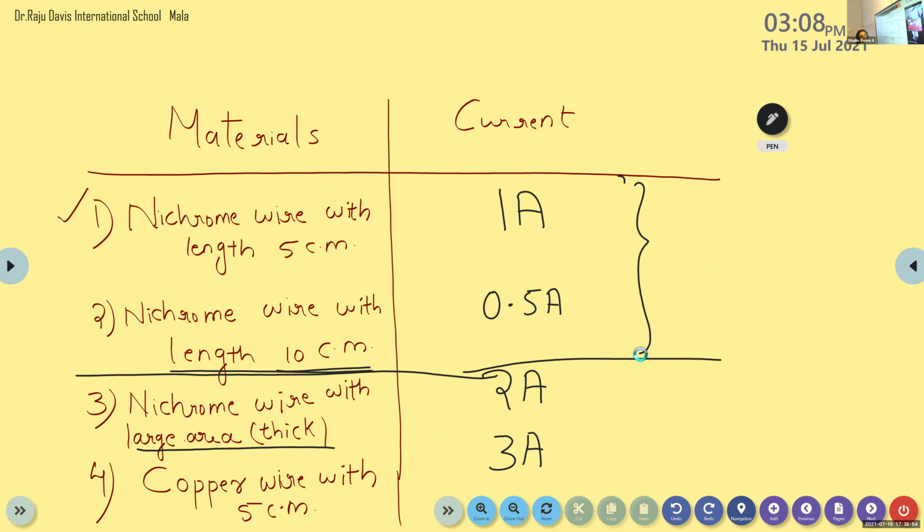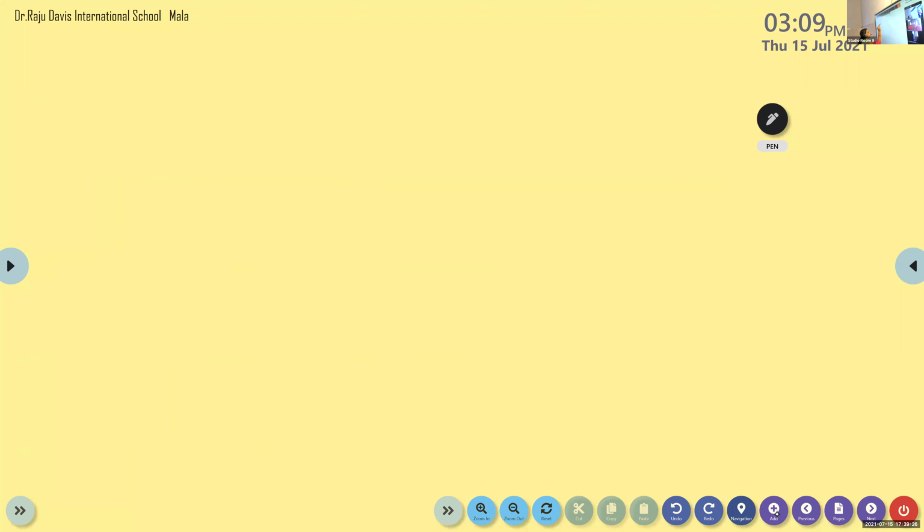Okay. So here only Savio is responding well. What about others? Unmute and say. Here nichrome wire with a length 5 centimeter and nichrome wire with a length 10 centimeter. We are comparing the value of the current for these 2 cases. In which case is the value of the current more? Nichrome wire 5 centimeter. It is for nichrome wire with a length of 5 centimeter, right? So whenever the nichrome wire with a length of 5 centimeter is connected, we get a current of 1 ampere.